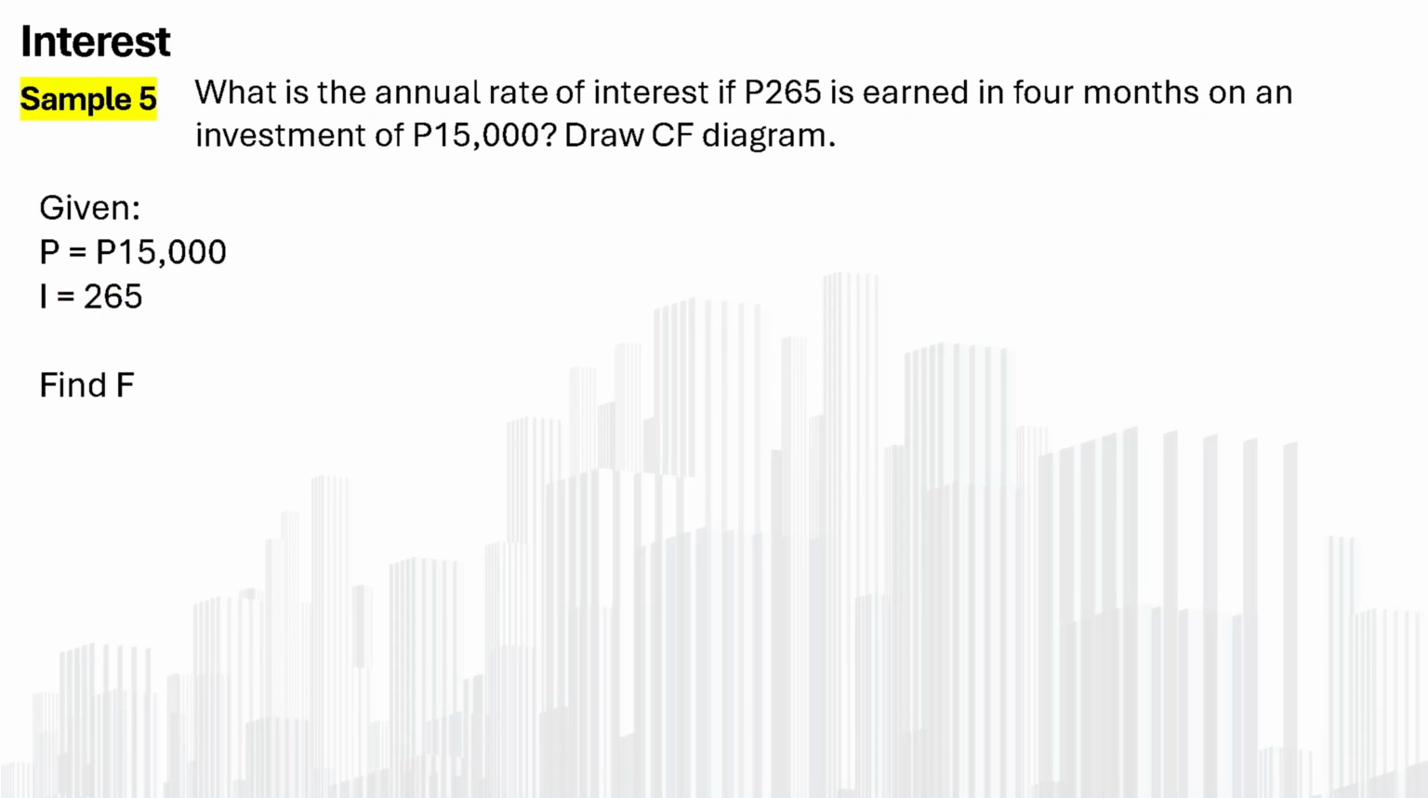So here we have, again, the principal of 15,000. This time around, we have the interest accrued after 4 months, which is 265. And we are finding, I forgot to change the F, sorry. We're finding the annual rate of interest. So we're finding the interest rate basically here.